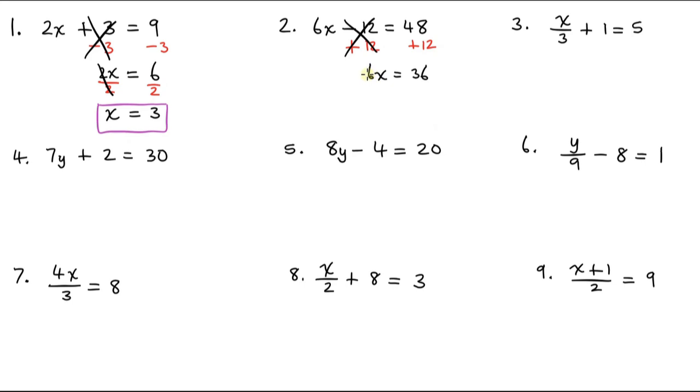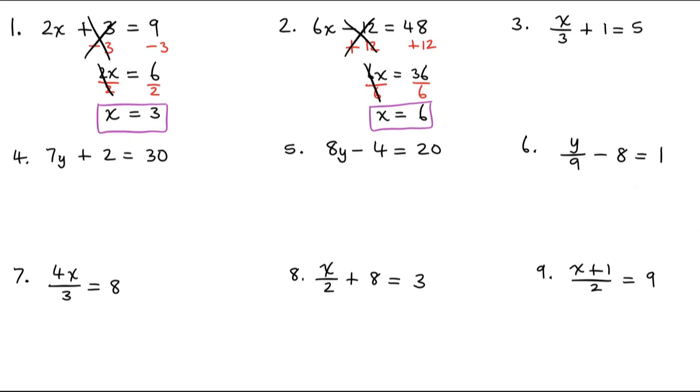So we've got 6 times x equals 60. So we want to get rid of the 6. So if we divide the left by 6 and obviously divide the right by 6, the 6's cancel and we're going to be left with x is equal to 60 divided by 6 is 10. So that's my answer. x equals 10.